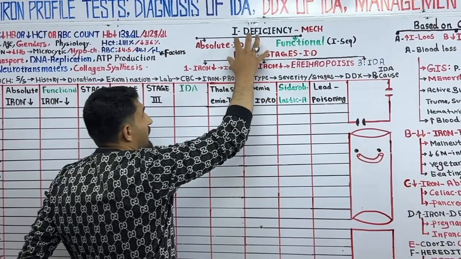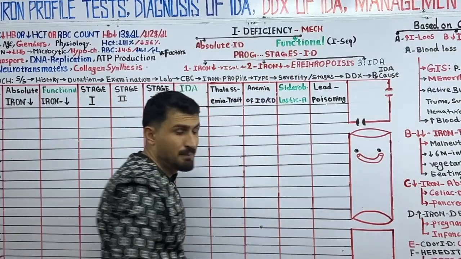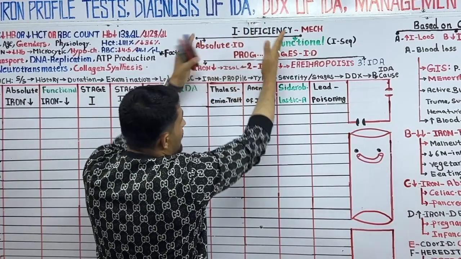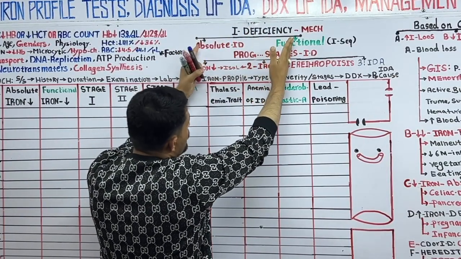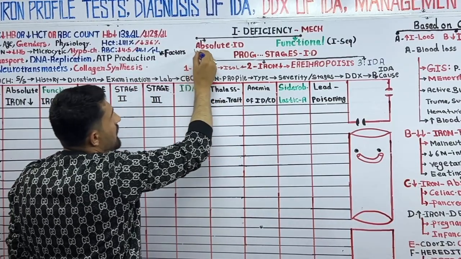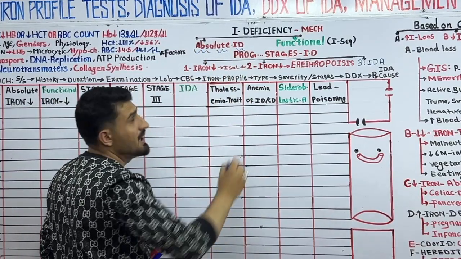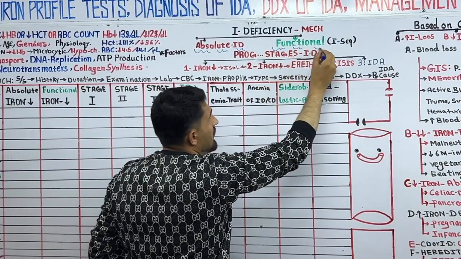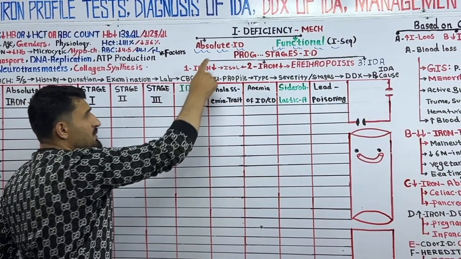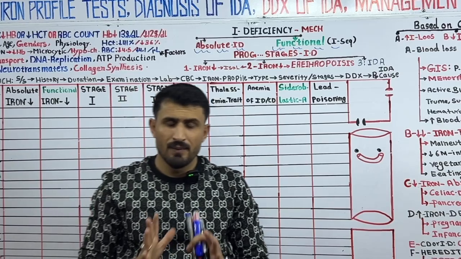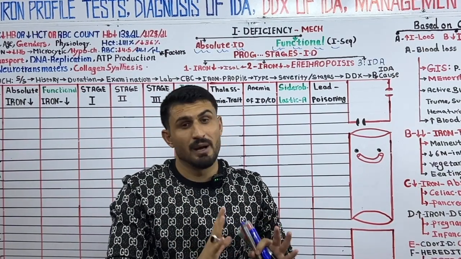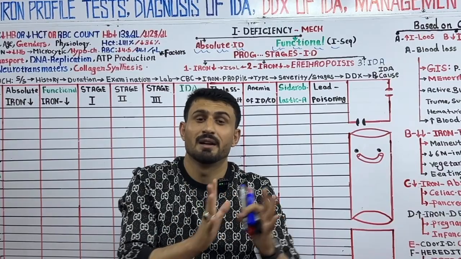So I'll classify iron deficiency based on its pathophysiology, based on its mechanisms. So I'll divide it into two parts. One is called absolute iron deficiency. Another one is called functional iron deficiency. What do I mean by these two terms? In absolute iron deficiency, I don't have iron. Okay, I don't have enough iron in my body. This is true iron deficiency.